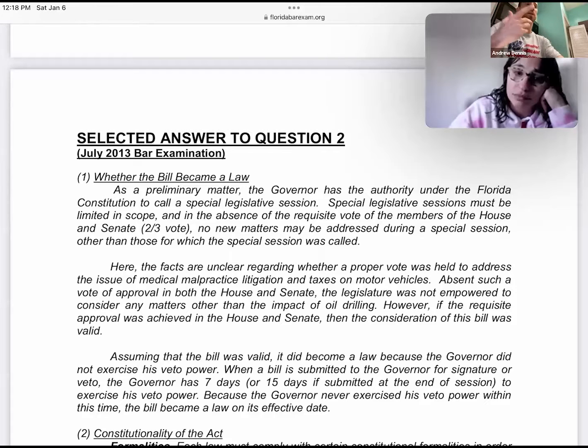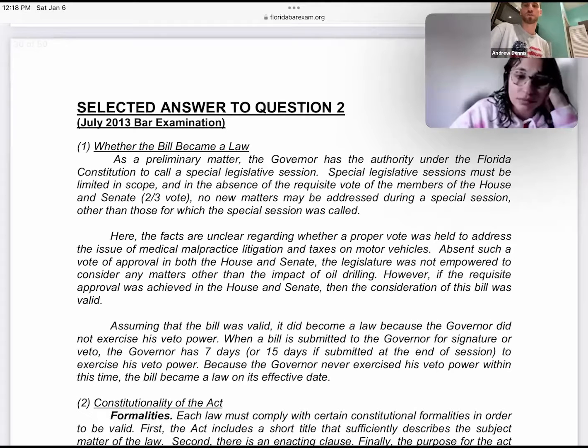See, and this comes up a lot. You have to say, like, we don't know if the newspaper retracted within 7 days. But if they did, you have to learn how to write about hypotheticals quickly. Here, the facts are unclear regarding whether a proper vote was held to address the issue of medical malpractice, litigation, taxes on motor vehicles. Absent such a vote of approval in both House and Senate, the legislature was not empowered to consider any matters other than the impact of oil drilling. However, if the requisite approval was achieved in the House and Senate, then the consideration of this bill was valid.